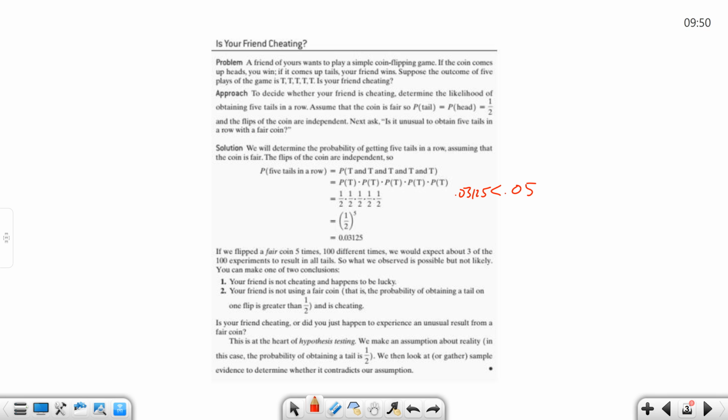Right? So you can just say, oh, well, you're fair, you're lucky, especially if your friend won't show you the coin, right? Then you're going to be really suspicious. So if you never see the coin, then you have to decide, hey, you're cheating or you're just really lucky. So this is sort of the essence of why we do hypothesis testing, all right?